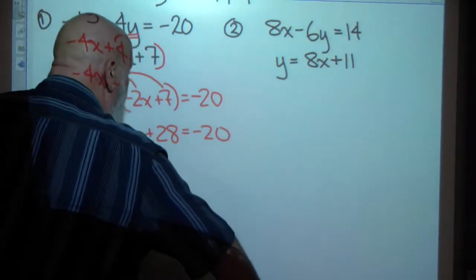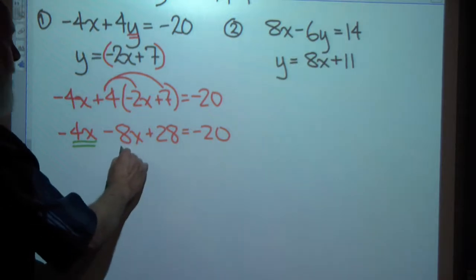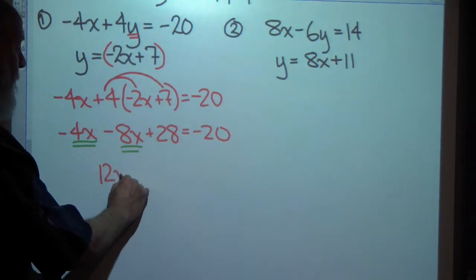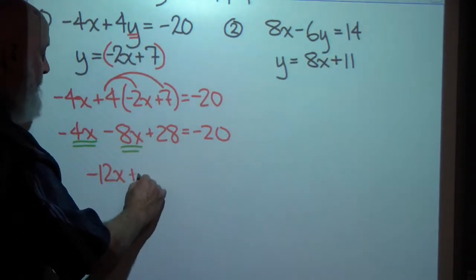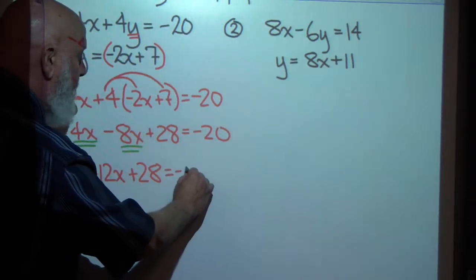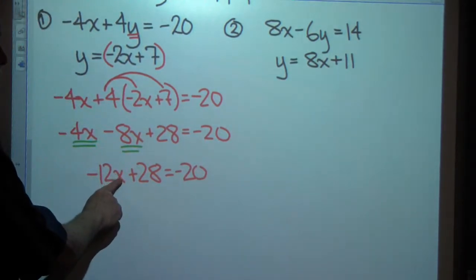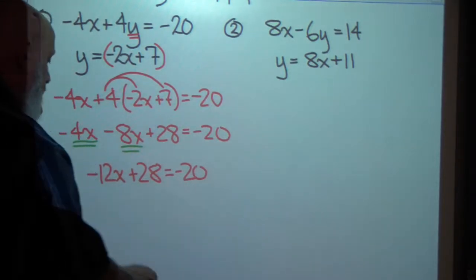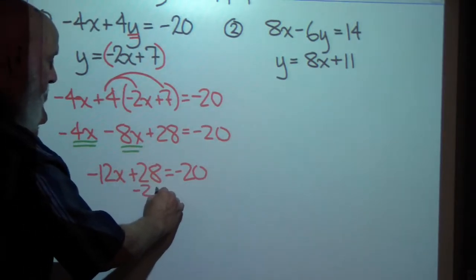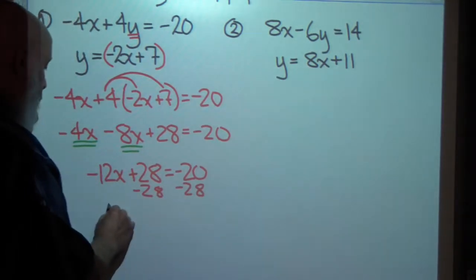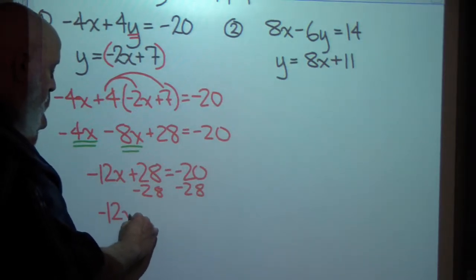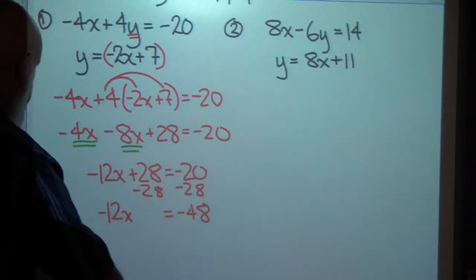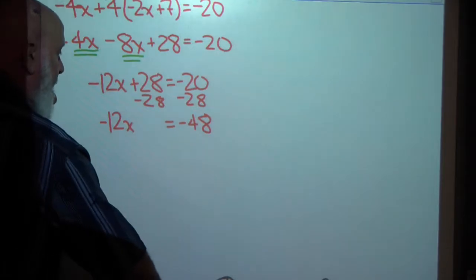I'm going to combine like terms. That will be these terms right here. That will give me, they're the same sign, so I'm going to add them together, 12x, and keep the sign. Plus 28 is equal to negative 20. Now I'm going to subtract 28 from both sides and then divide by negative 12, and I'll know what my x value is. So I'm subtracting 28 from both sides. This gives me negative 12x is equal to negative 48. These are the same sign, so I'm going to add them together and keep the sign. Now I want to divide both sides by negative 12.